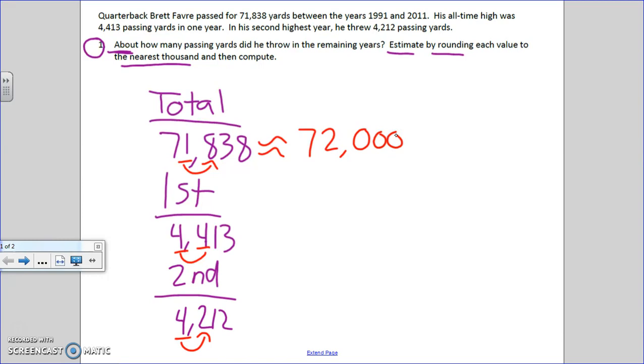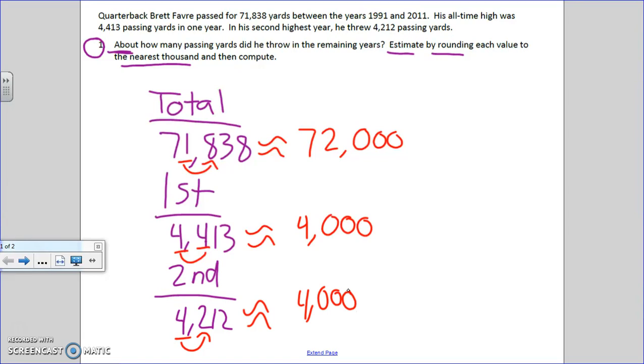In my second part, I have a 4 in my thousands place. I look over, I have a 4 in my hundreds place. 5 or higher, I round up. 4 or lower, I stay the same. So 4 stays at 4, and the rest becomes zeros. In my next one, same idea. I have a 4, I look over at the 2. 4 or lower, I stay the same. The 4 stays at 4, and the rest becomes zeros.